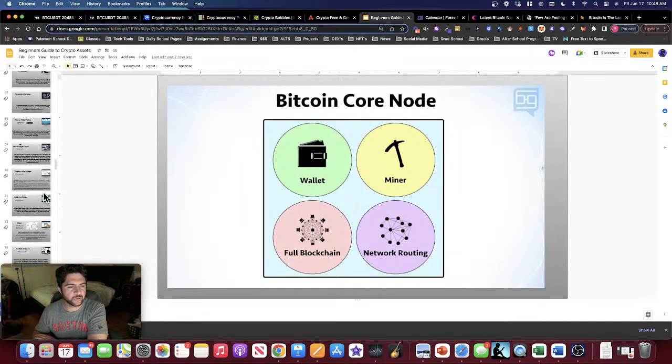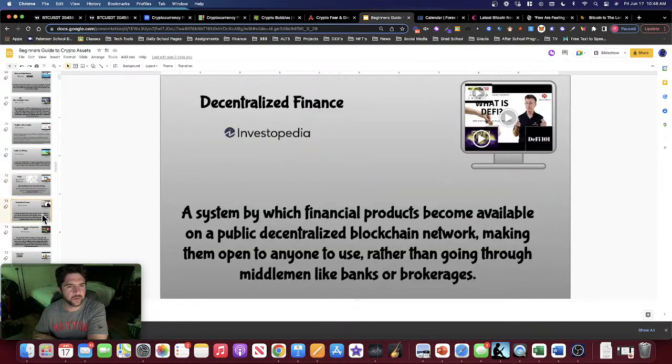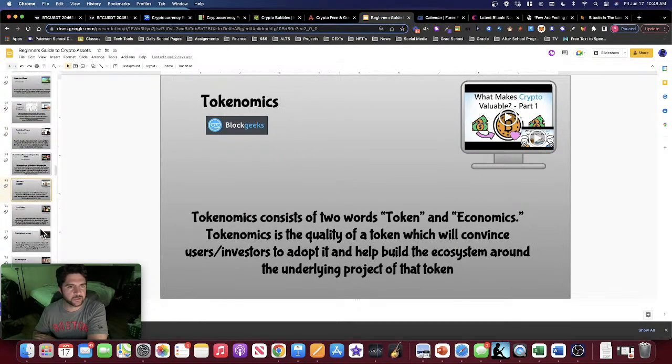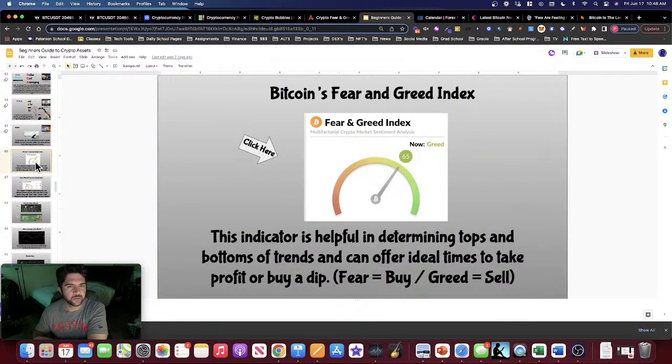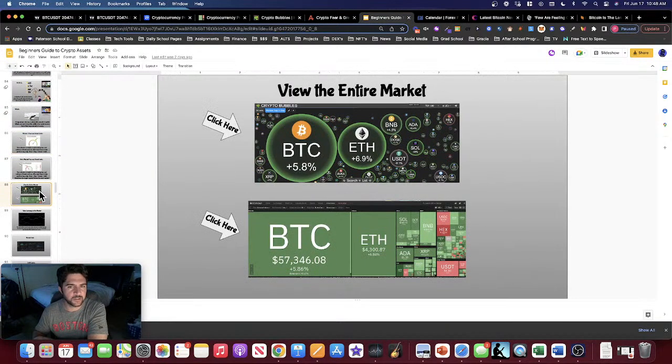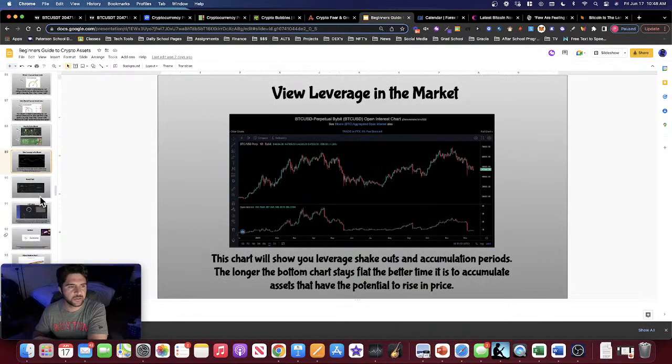And then, of course, okay, so I go through the fundamentals with you. What things are, just a little bit about what tokenomics are. But then also I give you some of my indicators here. Like your Bitcoin Fear and Greed Index, we looked at that. I gave you those 2 websites.